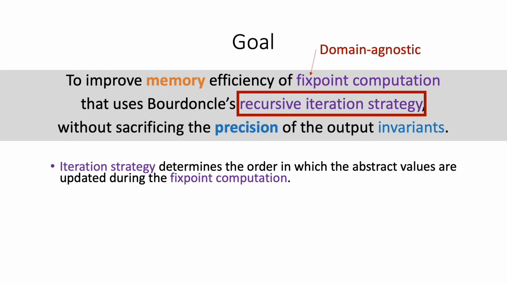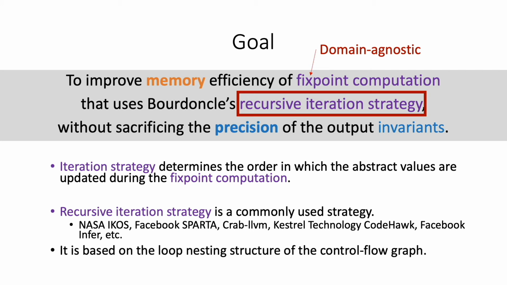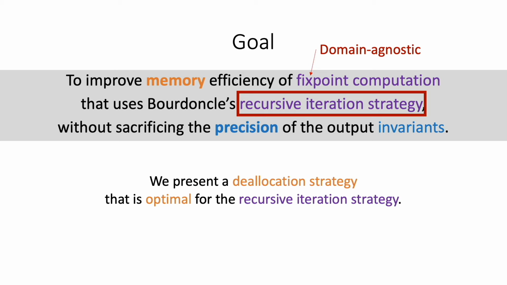An iteration strategy determines the order in which the abstract values are updated during the fixed-point computation. And recursive iteration strategy is a commonly used strategy adopted in tools such as the following. Recursive iteration strategy is based on the loop nesting structure of the control flow graph. For this goal, we present a deallocation strategy that is optimal for the recursive iteration strategy.